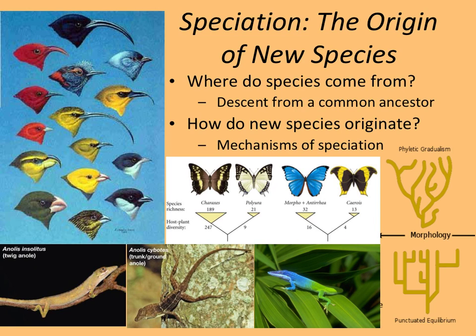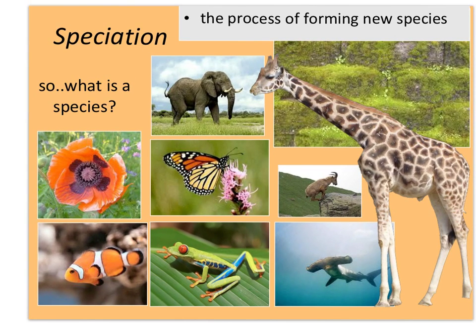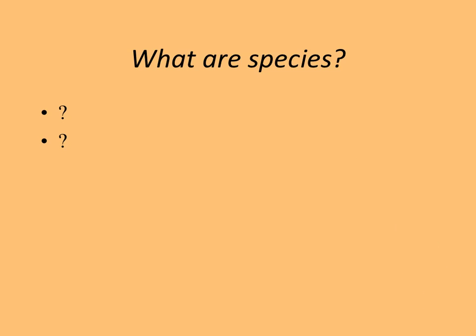Okay, speciation. Where do species actually come from? First of all, the first thing we should probably do is, what's a species? Giraffe is a species. It's kind of like, I know one when I see one. It's kind of like pornography, right?